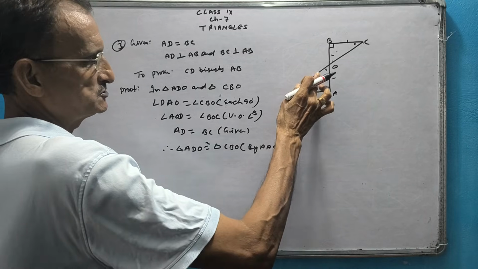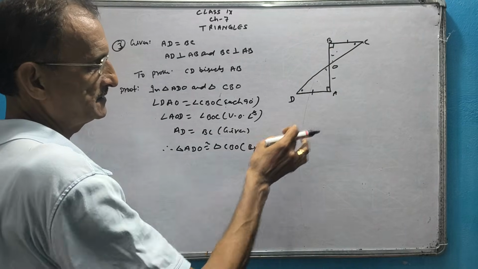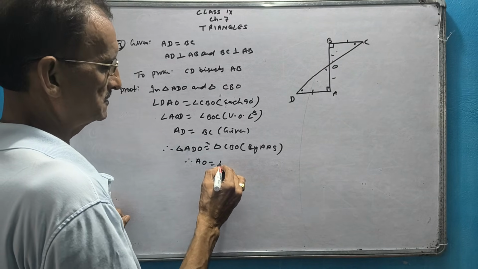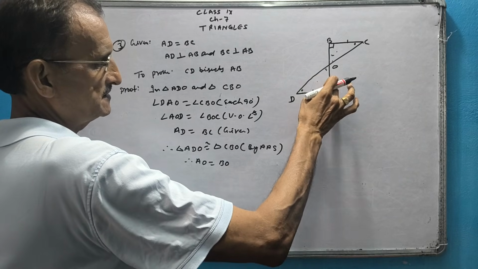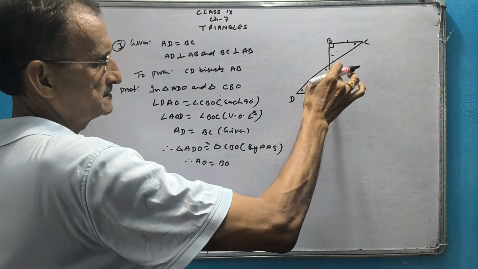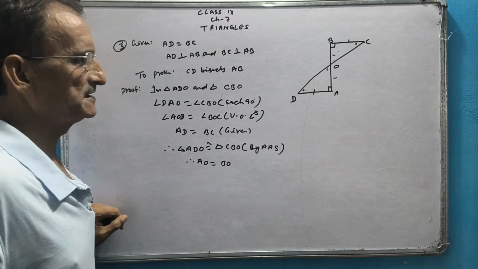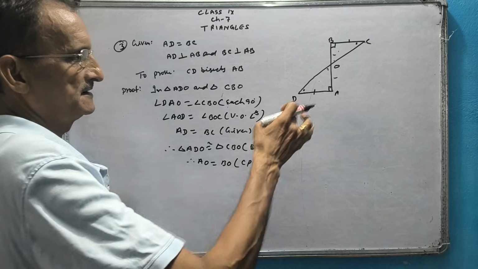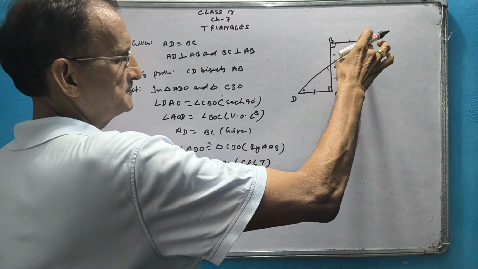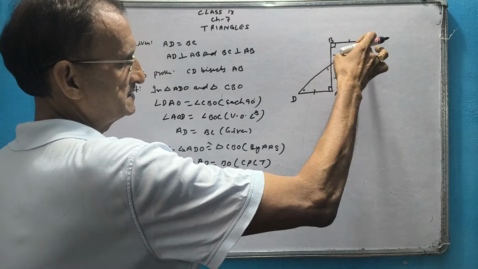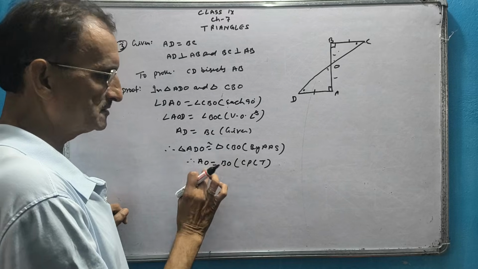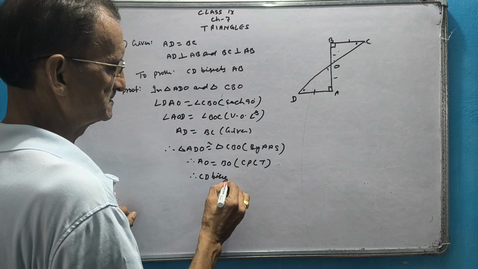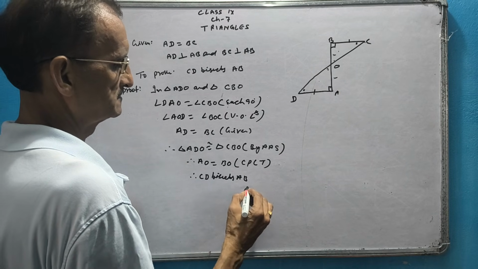Okay, now if these two triangles are congruent, we have already proved, then their corresponding parts will be equal. Therefore, AO equal to BO. This side of this triangle will be equal to this side of this triangle because these are the corresponding sides of both triangles. They will be equal, which is called corresponding parts of congruent triangles. And if AO equals BO, then what is the meaning? CD bisecting AB. CD divides AB into two equal parts. So therefore, CD bisects AB. Hence proved.